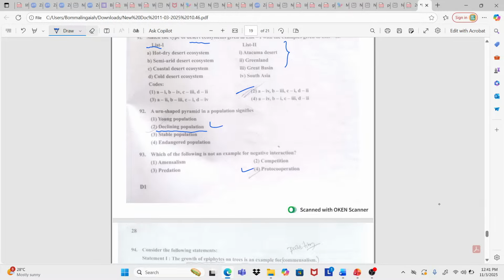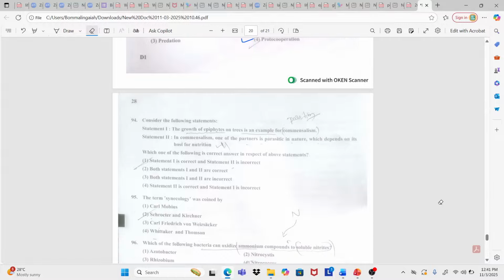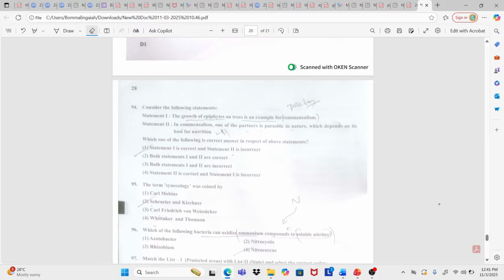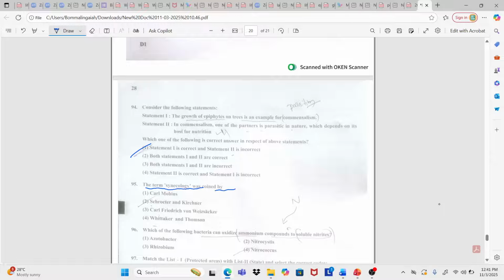Next question number 94. Correct option statement based question. Option number the correct one. Statement 1 is correct. Next number 95. The term ecology was coined by who is there? That is correct answer. Next we move to the another question.